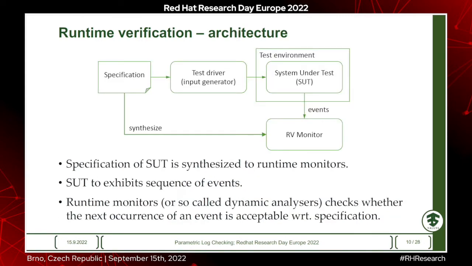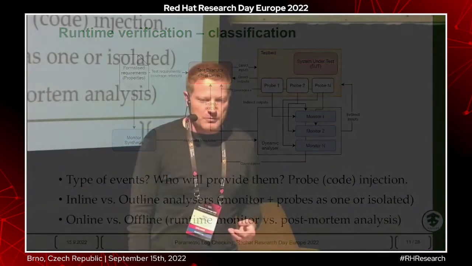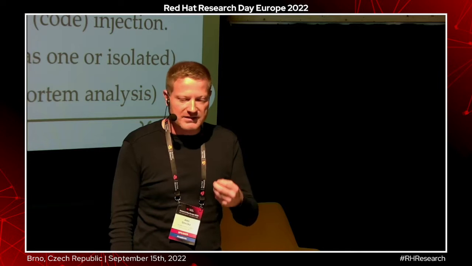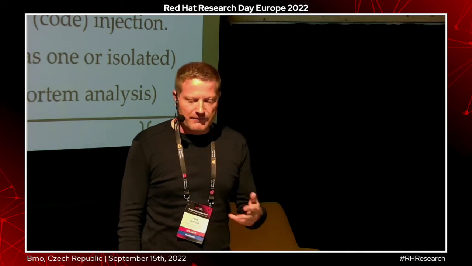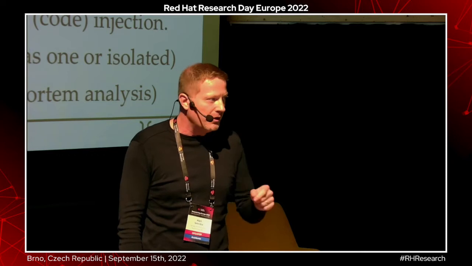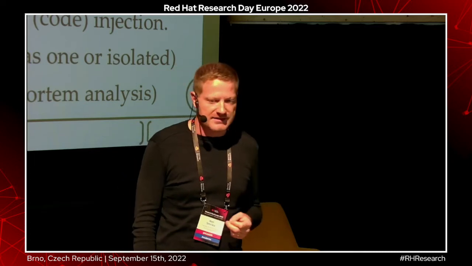But this architecture is not so simple. It is more colorful. There are different classifications, different problems. For example, we must decide what type of events we want to monitor, and who will provide them. So the system under test or the test bed must be somehow extended to provide us with the internal states within. The monitor should be either inline or outline. That means the monitor, with these probes or code beans, is either integrated as one or isolated. A runtime verification framework can be online or offline. That means that we are either monitoring during the execution, or we are provided with the log or the sequence of events, and we may perform post-mortem analysis.